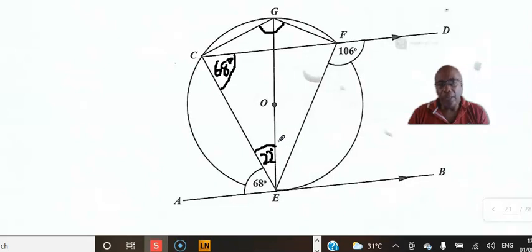And therefore, if we can find this angle, which is angle GEF, we can add it to 22 degrees to find this angle here. And then we'll subtract it from 180 to find the angle we want. So let us see how we can find this angle right here, angle GEF. Now, remember there are different ways you may use to find any answer. But one way I'm seeing right now is that we can find this angle here.